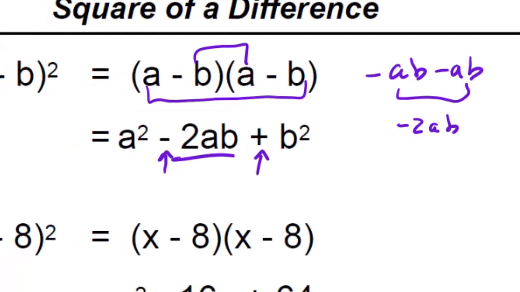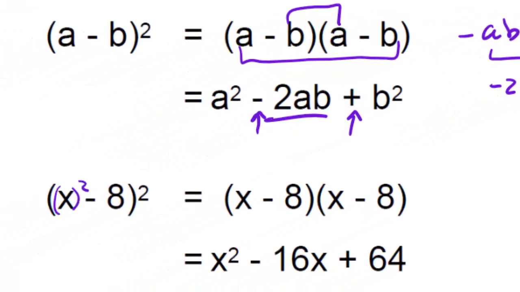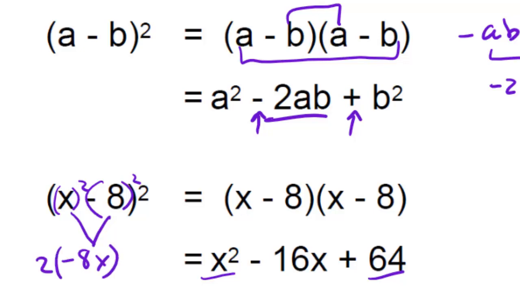And the pattern exists down here, so square this, and we get x squared, square this, and we get positive 64. However, negative 8 times x is negative 8x, but when we times it by 2, we get the negative 16x in the middle.